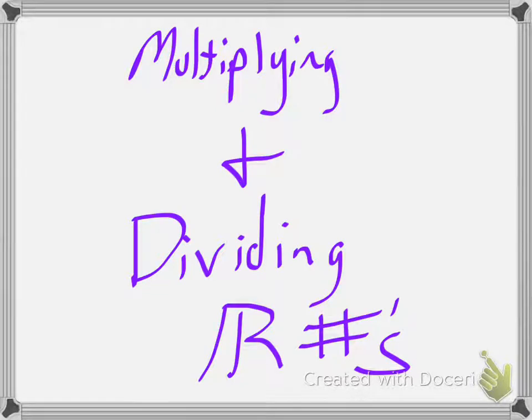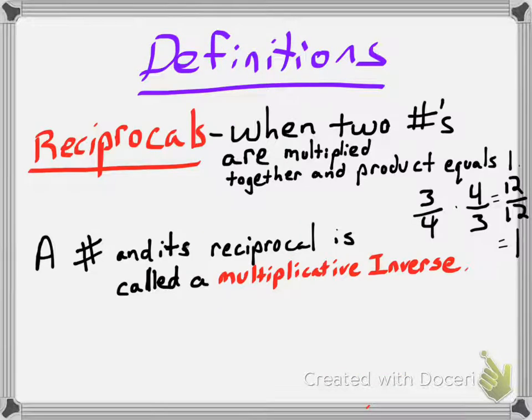Alright, 7th grade pre-A peers, we're going to be multiplying and dividing real numbers. Alright, definitions first. Reciprocals. When two numbers are multiplied together and the product equals 1, those are reciprocals. So those two numbers are reciprocals if their product equals 1.